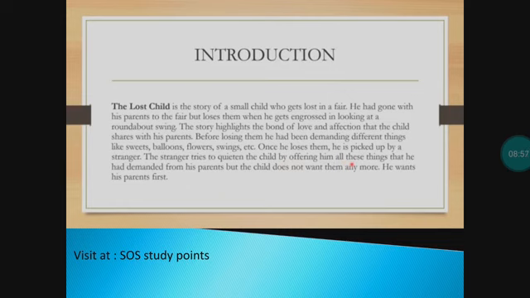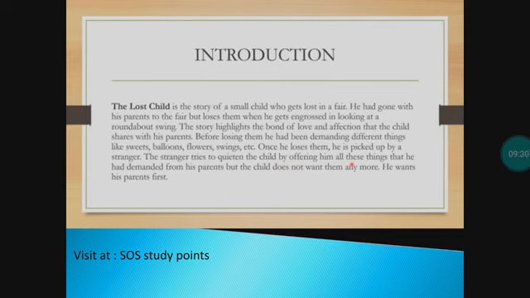If you have any doubt about the video, I want to tell you with the help of this introduction: The Lost Child is the story of a small child who gets lost in a fair. He had gone with his parents to the fair, but loses them when he gets engrossed in looking at a roundabout swing, that was just rounding and also swinging in the air.